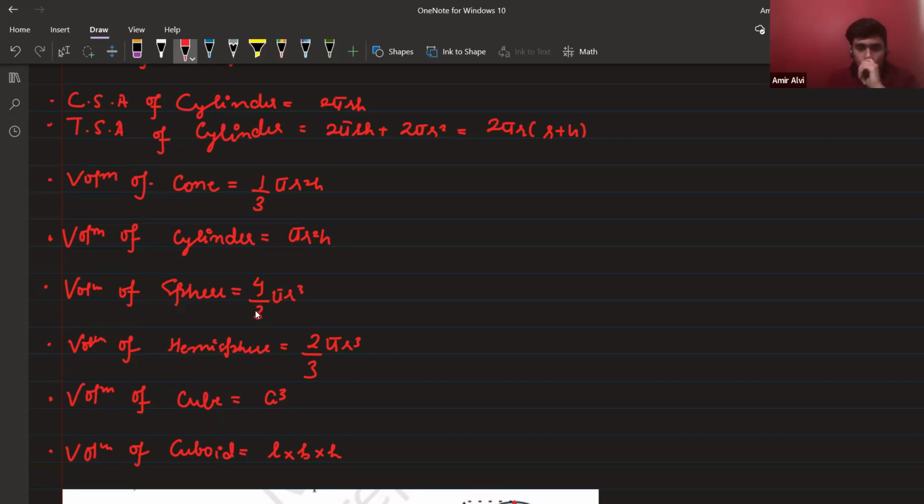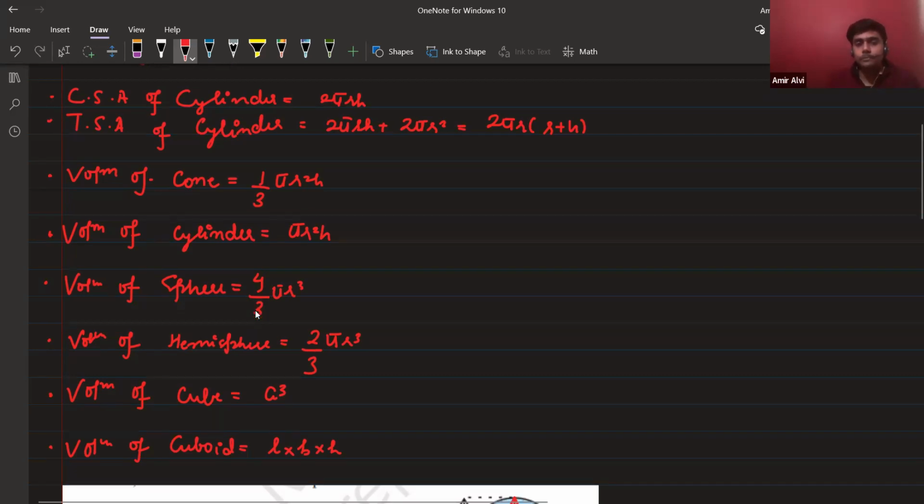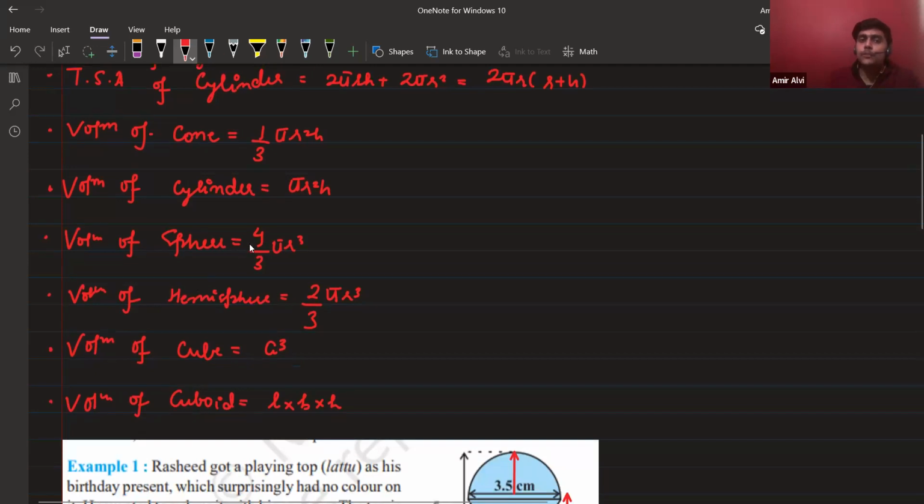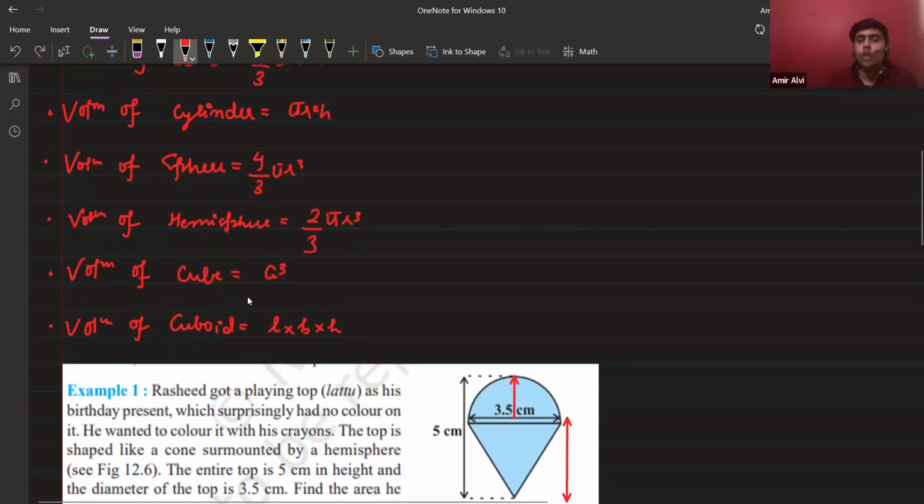Okay. And volume of hemisphere: if you divide it by 2, this 2 will cancel this 4. So 2 by 3 pi r cube. Clear, everybody? Yes, sir. Volume of cube is a cube, multiplying height, length, and breadth. All the sides of a cube are equal. Yes or no? Very good. And volume of cuboid is L into B into H. Clear?